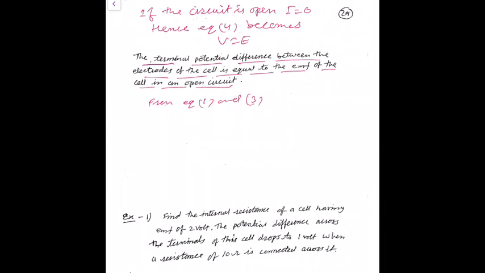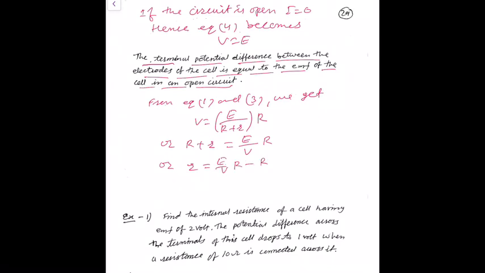From equation first and third, we get V equal to E upon R plus small r into R, or R plus small r is equal to E upon V into R, or small r equal to E upon V into R minus R, or small r equal to E upon V minus 1 into R.